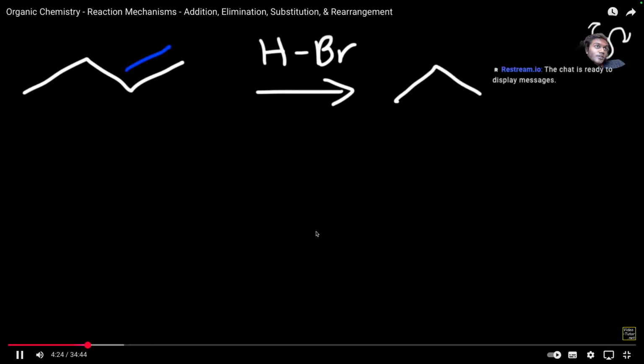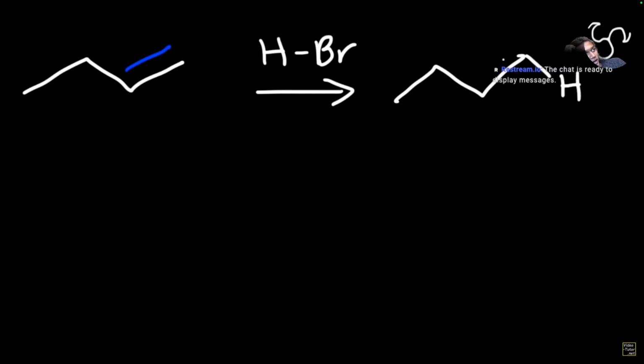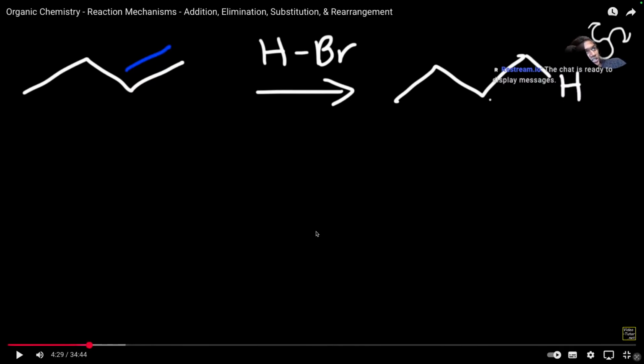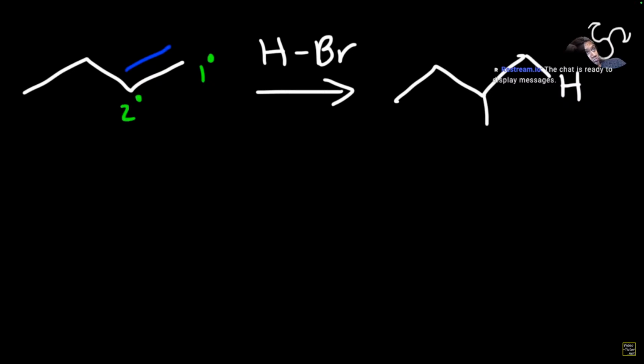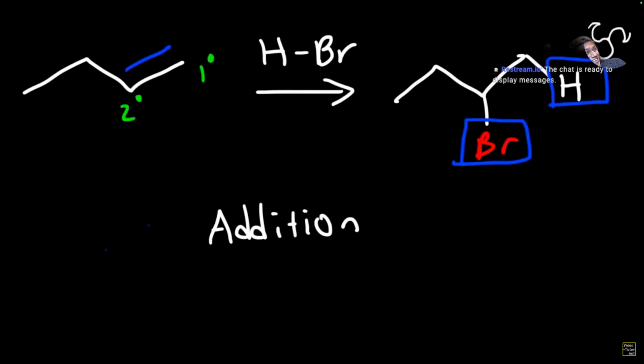In this reaction, the hydrogen atom will go on the less substituted primary carbon, and the bromine atom will go on the more substituted carbon atom of the double bond. So we're going from a double bond to a single bond. So we know that this is an addition reaction. As you can see, we are adding a bromine atom and a hydrogen atom.